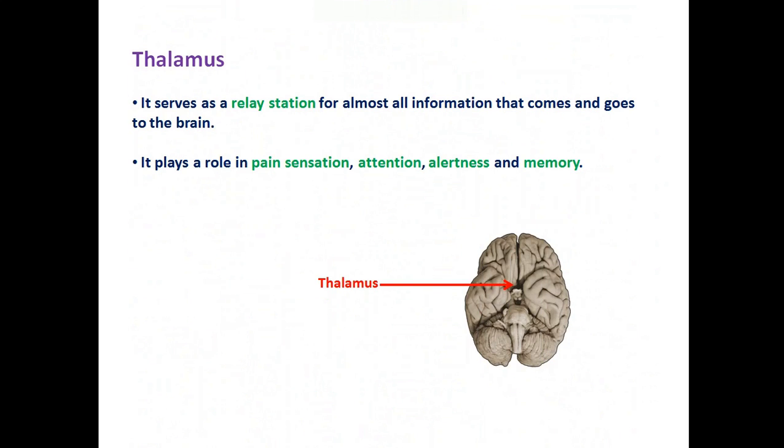Thalamus. It serves as a relay station for almost all information that comes and goes to the brain. It plays a role in pain sensation, attention, alertness and memory. The diagram here shows the thalamus.